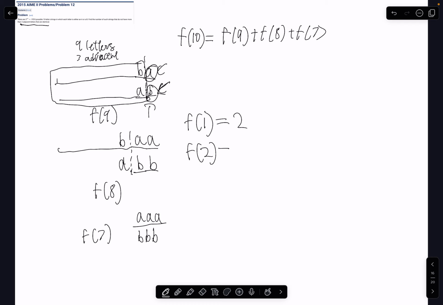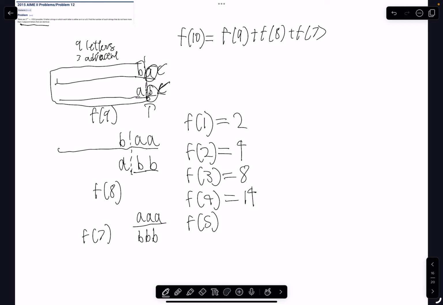If we want f of 2, we can have AB, AA, BA, or BB. All the possibilities are valid, so that's 4. And f of 3 is the same: you just multiply by 2 because you can have an A or a B there. 2 to the 3, so 8 here. And now we can use these to find f of 9, 8, and 7. So we know that f of 4 is going to be the sum of f of 3, 2, and 1, the three numbers that come before it. So that's going to be 14.